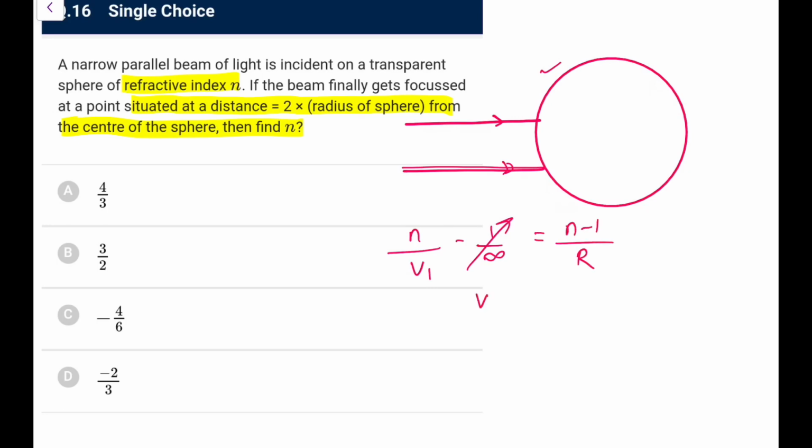So this v1 comes out as nr upon n minus 1, definitely greater than r. Generally, if I take n as 3 by 2, this would be 3 by 2 upon 1 by 2, that is 3r. So it would be somewhere here. So the ray will go, this is the real ray, and after that I'll do the projections like this, and it will meet somewhere here. This is image I1.